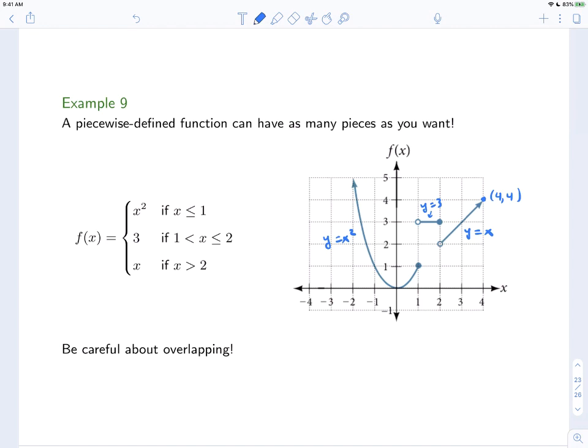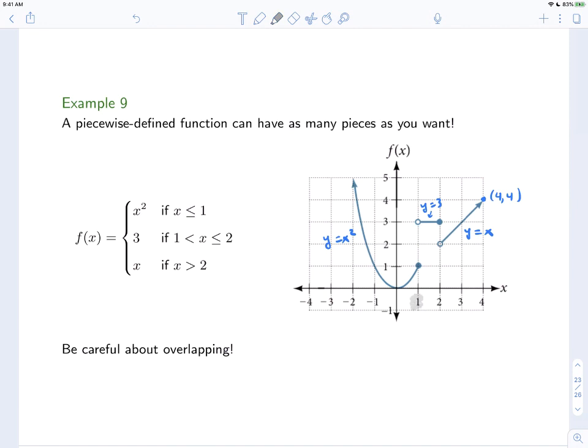Now, if you're at an endpoint, you've got to be a little bit careful. So what if you're at 1? If x is equal to 1, you look at the rule. See, it's not going to be this one, because 1 is not greater than 2. We're looking at x equals 1.